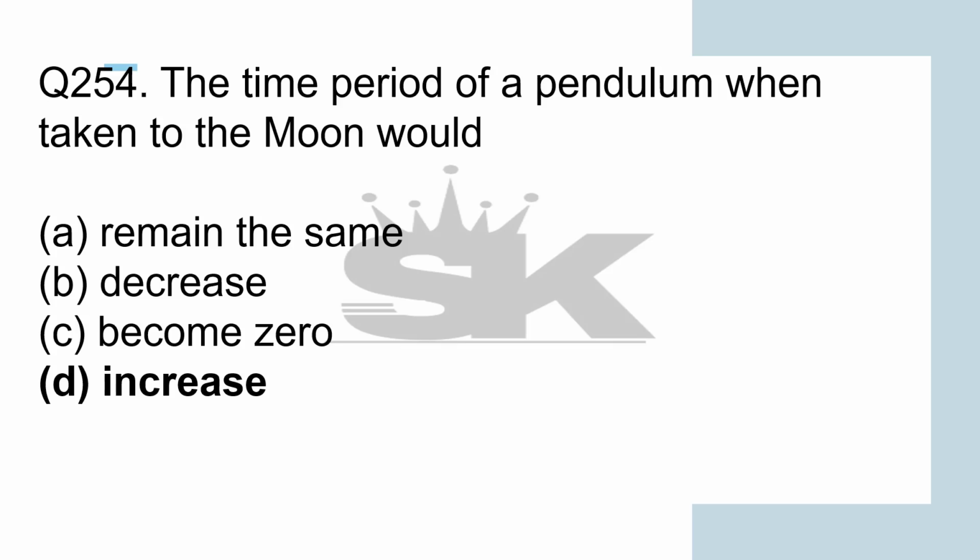The formula here is T equals 2 pi root L by g. L means the length of the pendulum, and g is the acceleration due to gravity. So the value of g is less on the moon compared to the earth, right? The moon's gravity is less than the earth's. So the denominator value decreases, so overall the time period increases. By the formula you will get to know that.